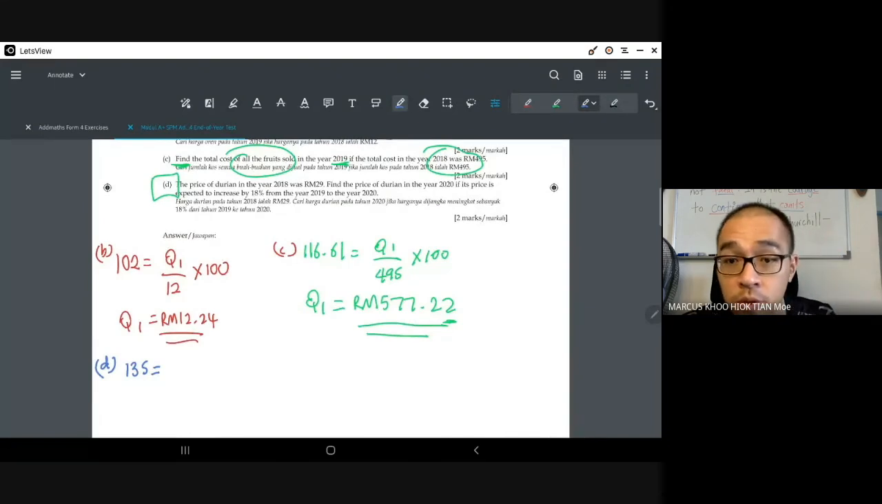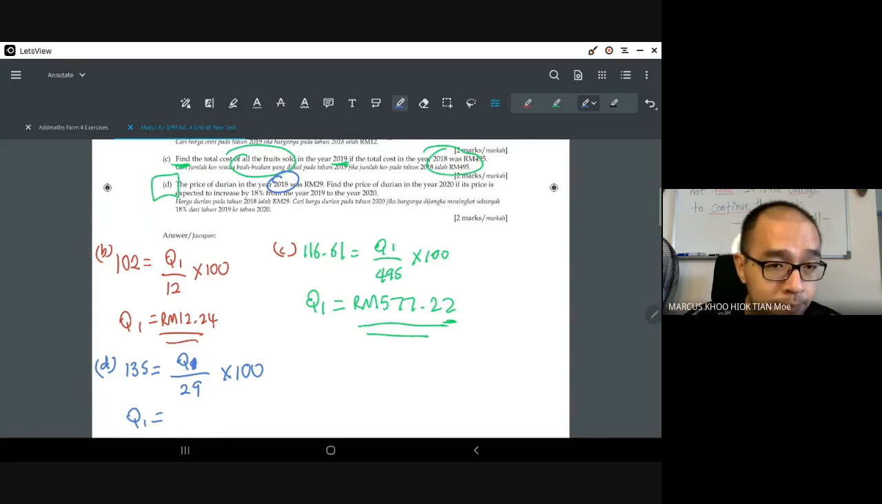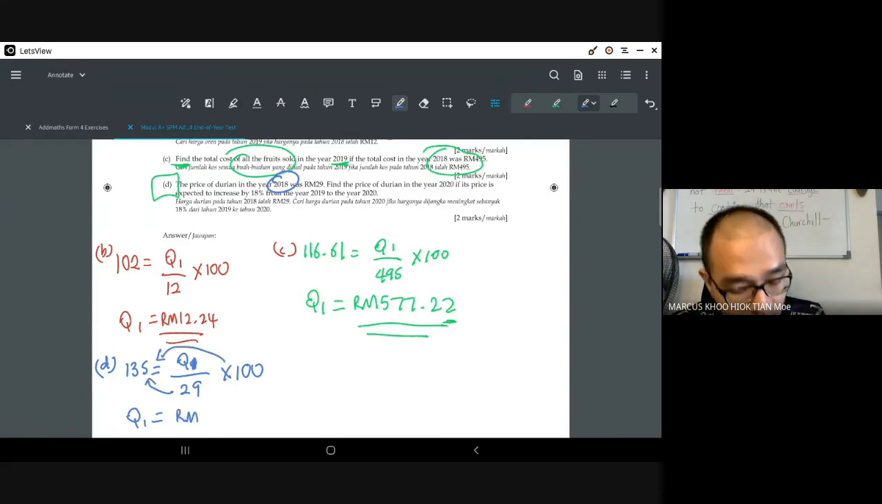So price 135 equals the price in 2019. We don't know what the price in 2019 is, but we know the price in 2018. So price in 2019, divide by 29 ringgit times 100. Can I have Q1, please, Olivia? Okay, you will get 39 ringgit and 15 cents.